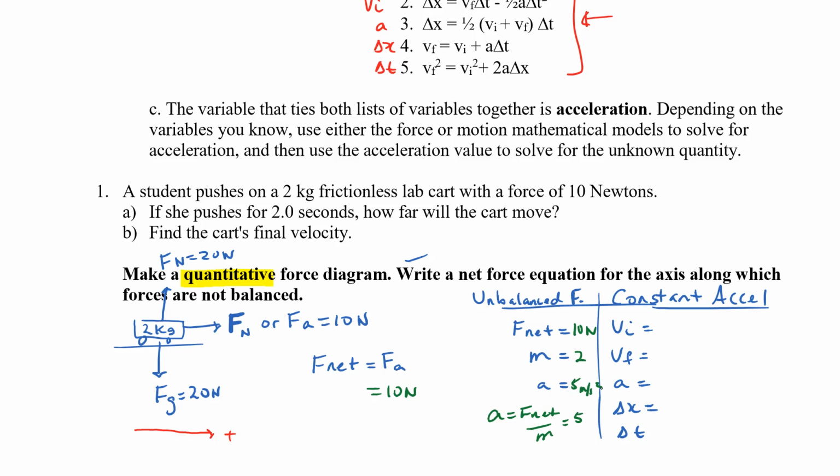Now, it's always a good idea just to think about whether it's in a positive direction or a negative direction. Quite clearly, this is in the positive direction because I'm looking here. This is in the positive direction. Okay, so I'm going to import that over to the right-hand side. I'm going to say plus 5 meters per second squared.